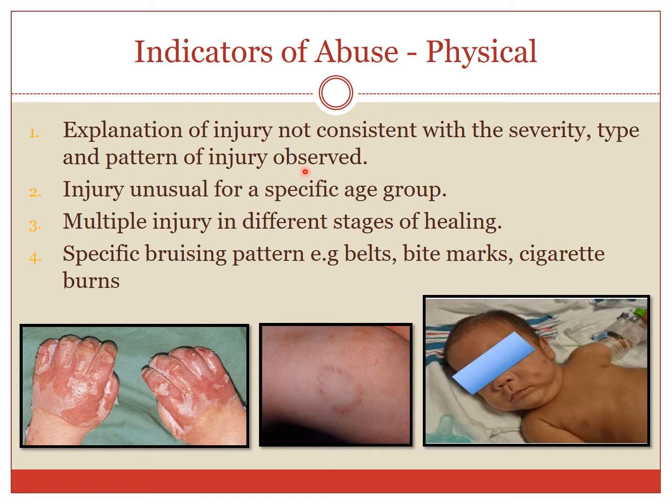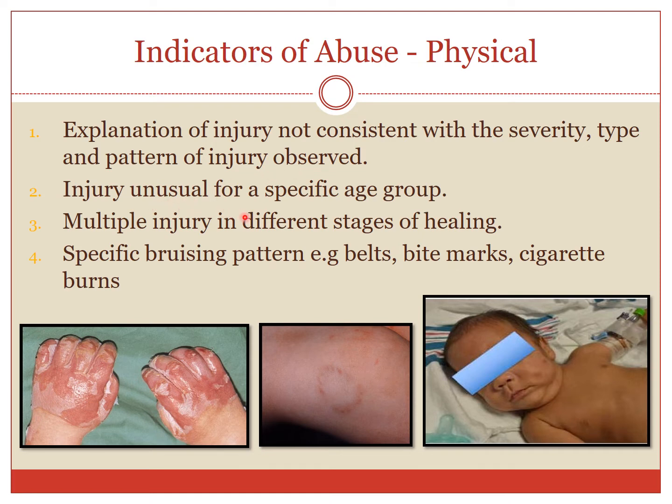The parents may say the child fell off the bed, but the injury which occurs from falling off the bed is different from the injury which occurs when the child is kicked or slapped. So this is how the explanation of injury can be inconsistent.